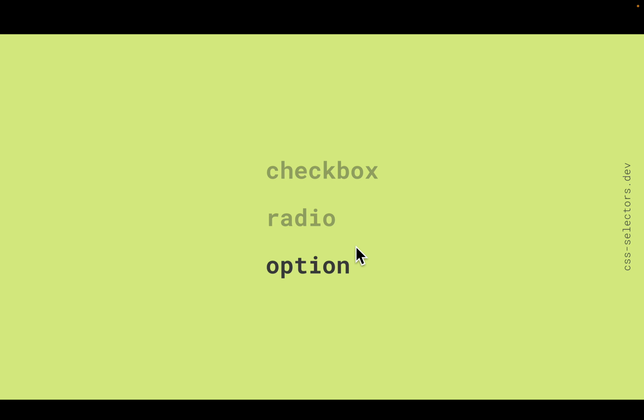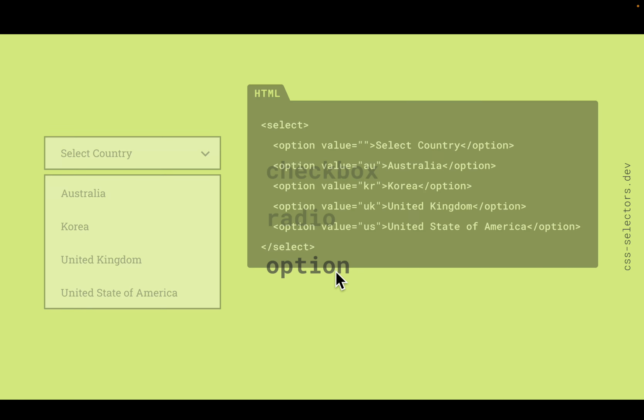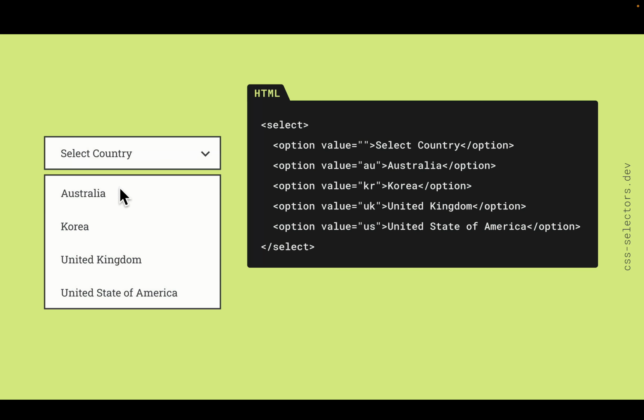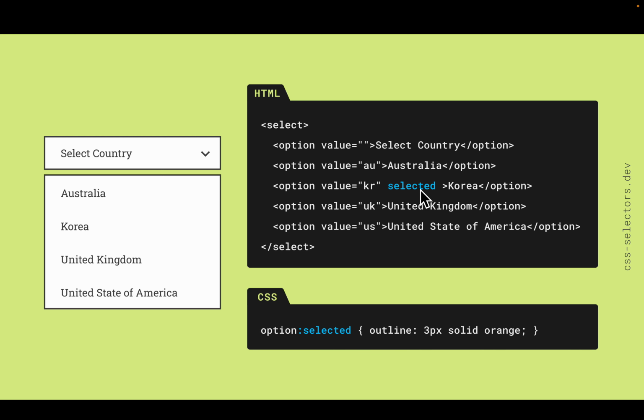Finally, let's take a look at the option element. We have a country select box with 4 options. Now, let's add the selected attribute to the Korea option. As we learned in the default pseudo-class video, there are limitations in updating the styles of options, so no orange outline will be applied to the Korea option. Even if we choose another option, let's say United States of America, no outline will be applied to this option either.